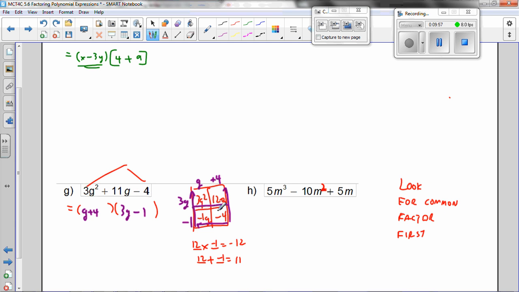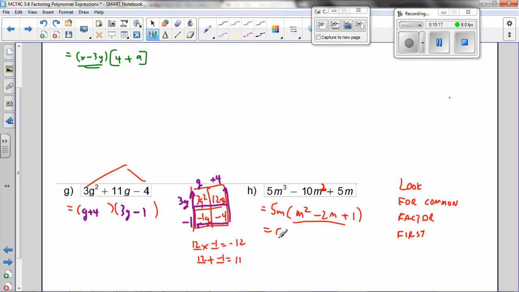Some of them, like the box method, will not work if you leave a common factor in. Other ones might. Common factor here is 5m. Well, what's left over on the inside? I got m squared minus 2m plus 1. And now this is an easy trinomial.